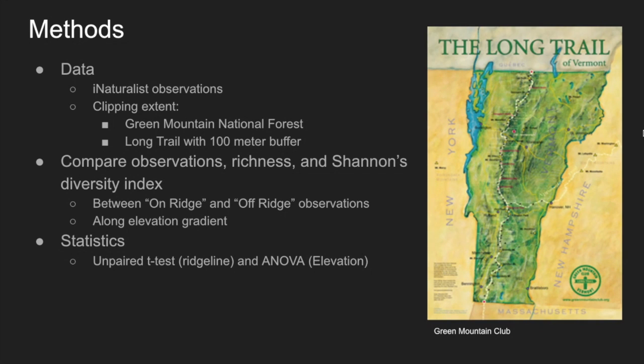Anything below 200 meters or above 1,100 meters was excluded from the analysis because these sampling areas were so relatively small in the region that they were yielding outlier results. These results were then used to compare the number of observations, the species richness, and the Shannon's diversity index between these groups. Again, these groups were on-ridge and off-ridge observations, and subsequently elevation gradients, which were split into 100-meter intervals. From this, two statistical tests were run. On the ridgeline observations, an unpaired t-test was run, and on the elevation data, an ANOVA test was run.